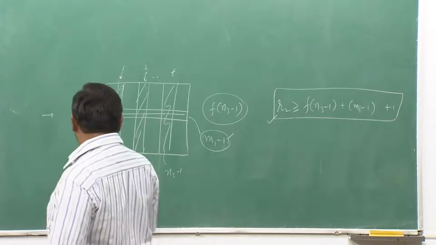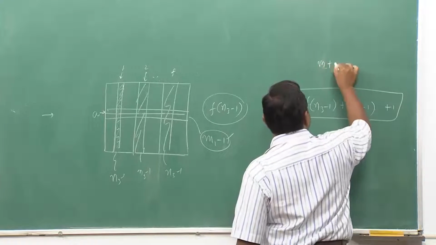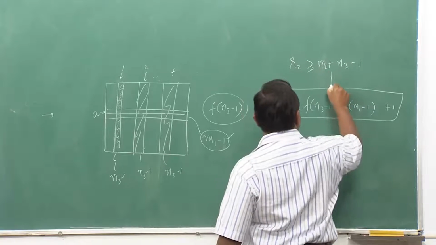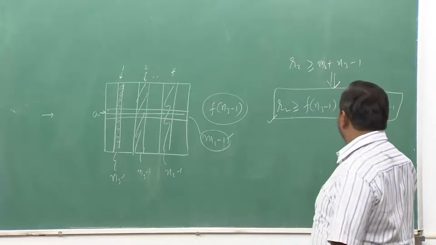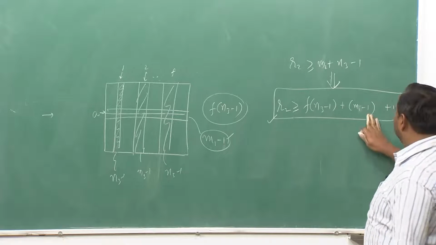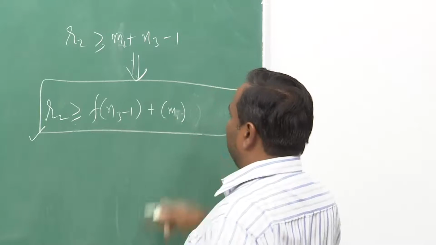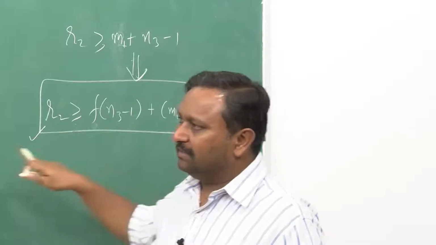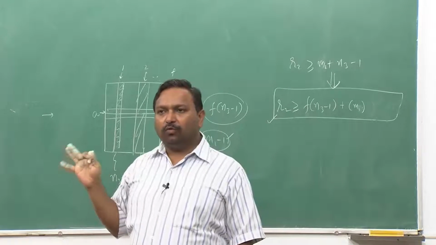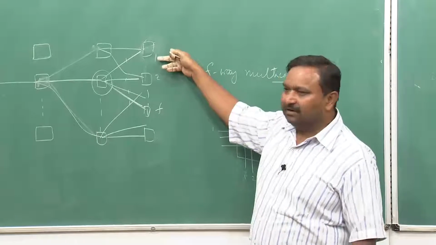So, the earlier condition, so we had m1 plus n3 minus 1. This condition gets converted into this one if you want to actually have a f-way multicast. So, this will become f into n3 minus 1 plus m1, where f is the number of output third stage switches to whom the multicast has to be done. I am not counting the number of ports here.